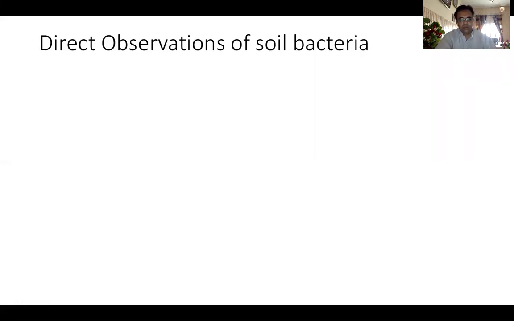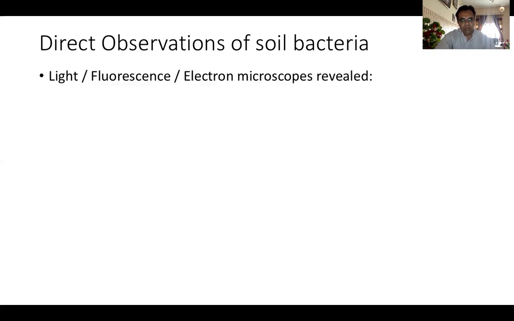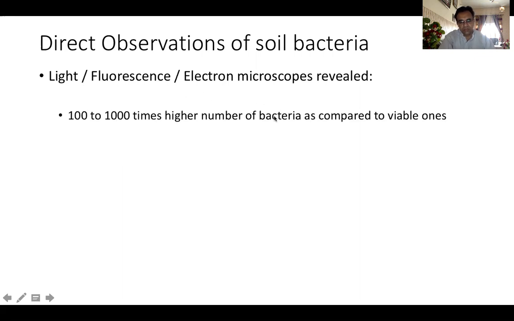So now we talk about the direct observation of soil bacteria. Different techniques have been used for direct observation of soil bacteria. As we say that only 1% of bacteria are culturable, it means that 99% are not culturable, but we can see them with other methods. What are those methods? Those methods include the light microscopes, fluorescence, or electron microscopes. And these methods revealed that around 100 to 1,000 times higher number of bacteria are visible and are present in the soil as compared to the ones that are viable. Viable means when you culture, they appear as colonies.